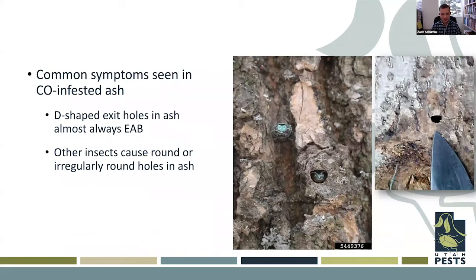And then again, I just can't reiterate this enough, the D-shaped exit hole is almost always emerald ash borer. So if you're looking at ash, other insects will not usually cause this shape of a hole. And it's kind of weird the first time you ever see it in person, it's completely obvious.